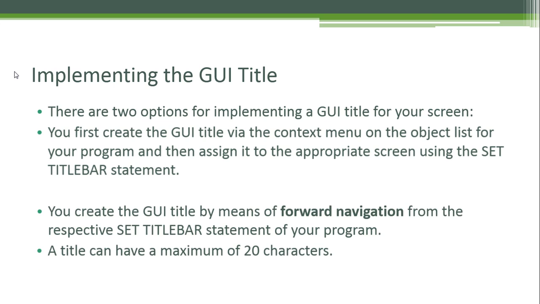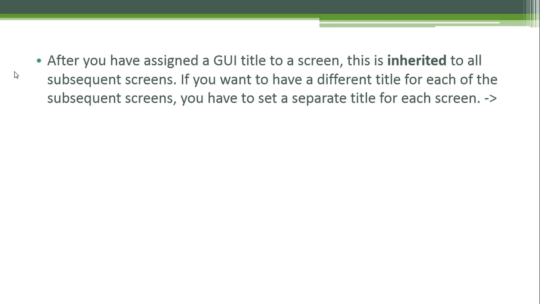A title can have a maximum of 20 characters. After you have assigned a GUI title to a screen, this is inherited to all subsequent screens. If you want to have a different title for each of the subsequent screens, you have to set a separate title for each screen. So let's go inside the system and create a GUI title for one of our programs.